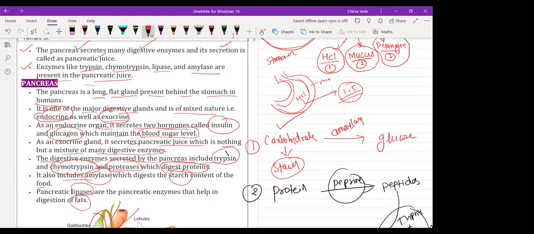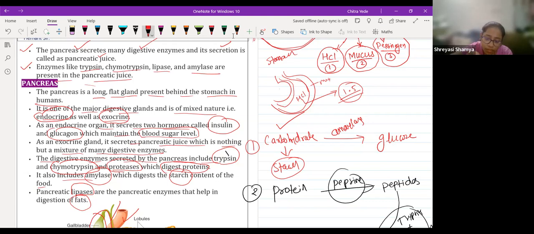And what is the role of acid? That acid turns pepsinogen into pepsin, which helps in digestion of protein. So digestion of protein starts in the stomach, digestion of carbohydrate starts from the mouth itself, and digestion of fat starts in the intestine. Okay, sir.